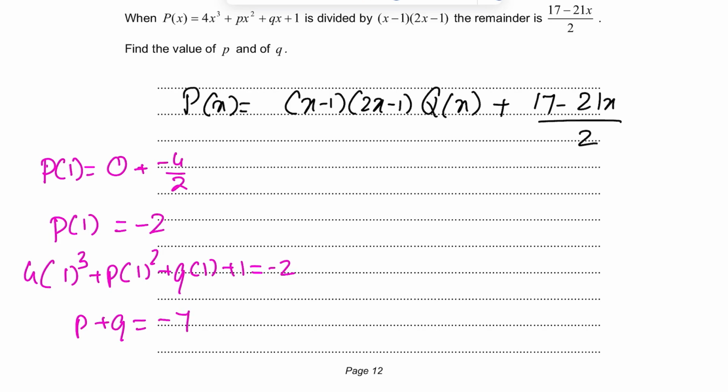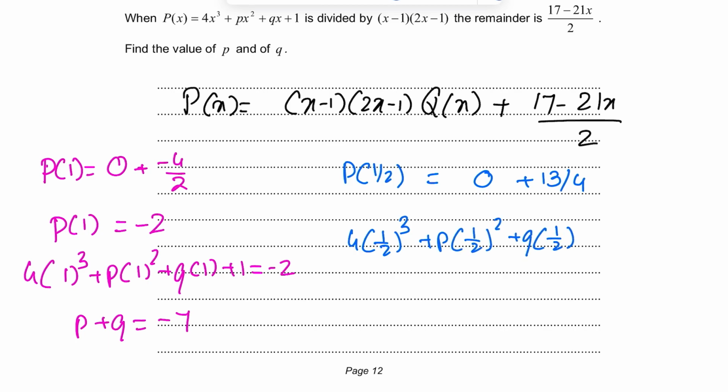Next one, I am going to plug in P of 1 upon 2. P of 1 upon 2 should again give me 0 plus 13 upon 4. So P of 1 upon 2, plug in 1 upon 2: 4 times 1 upon 2 whole cube plus P times 1 upon 2 whole square plus Q times 1 upon 2 plus 1 should be equal to 13 upon 4.